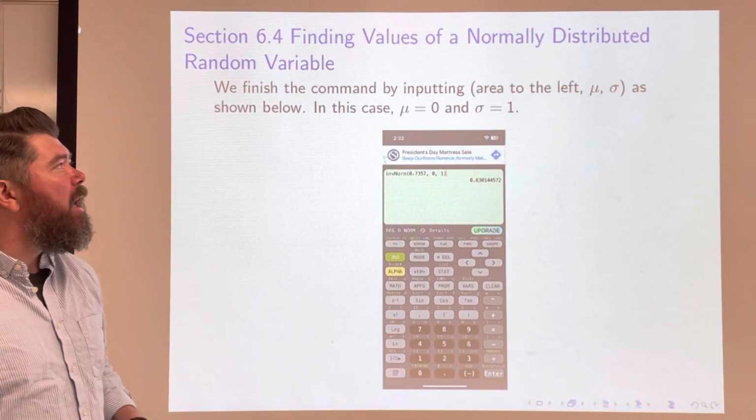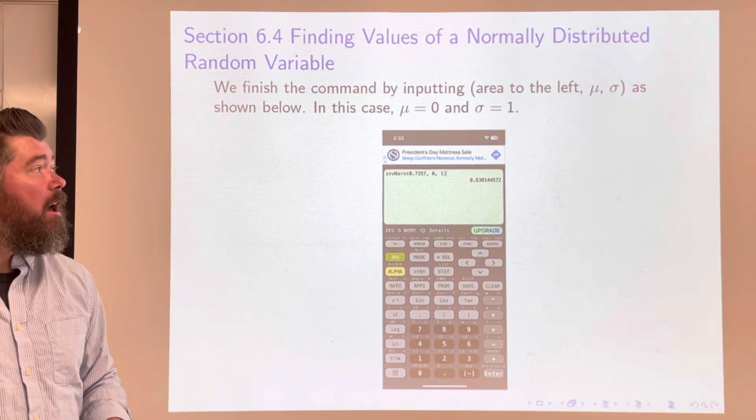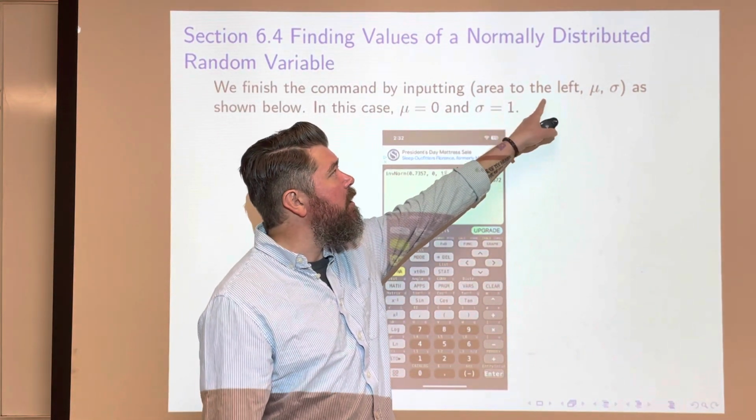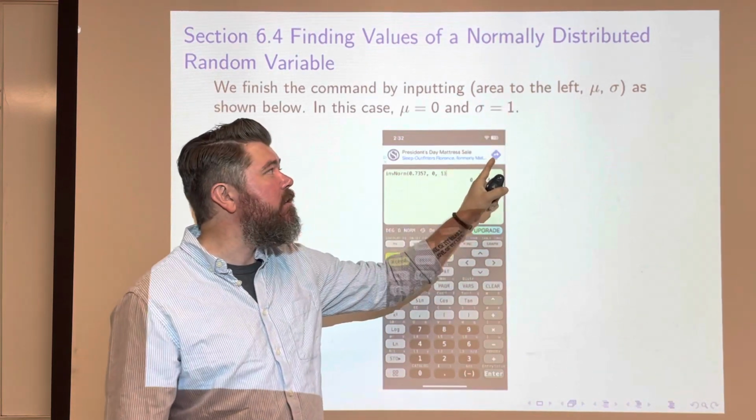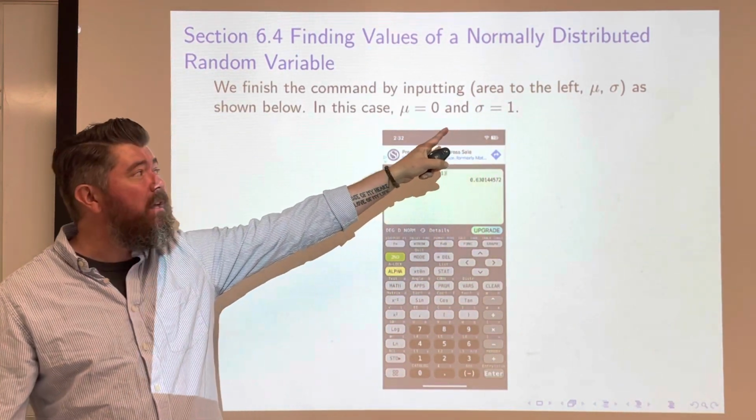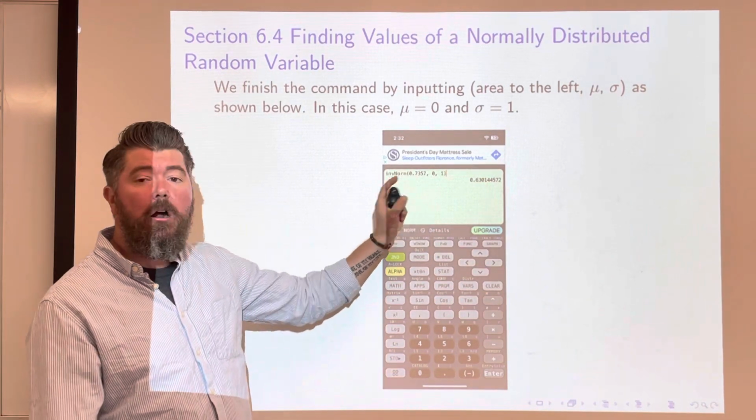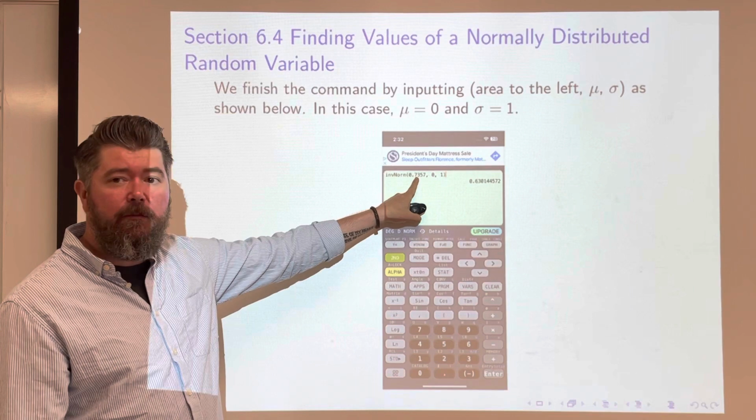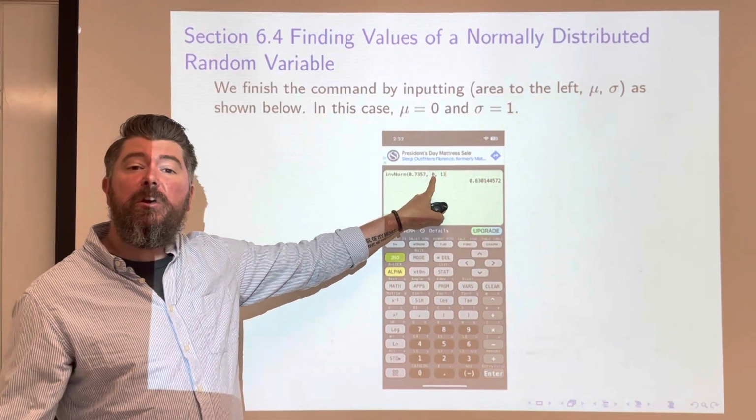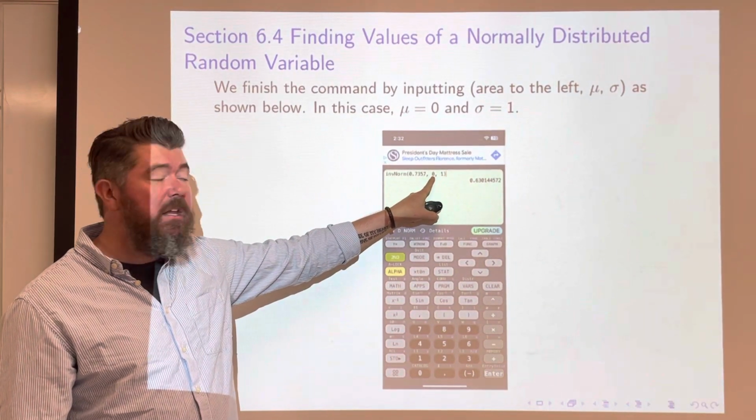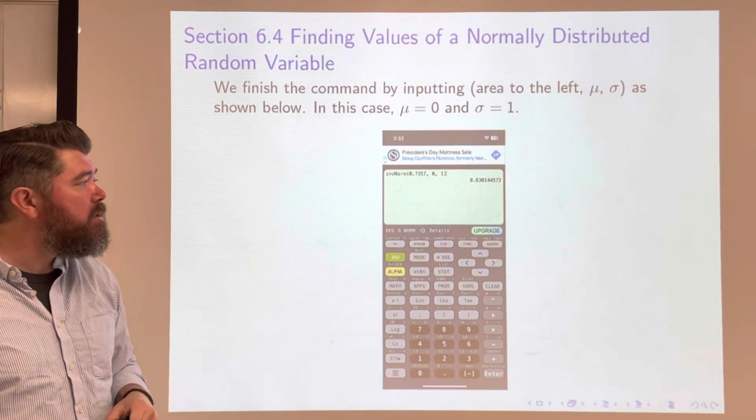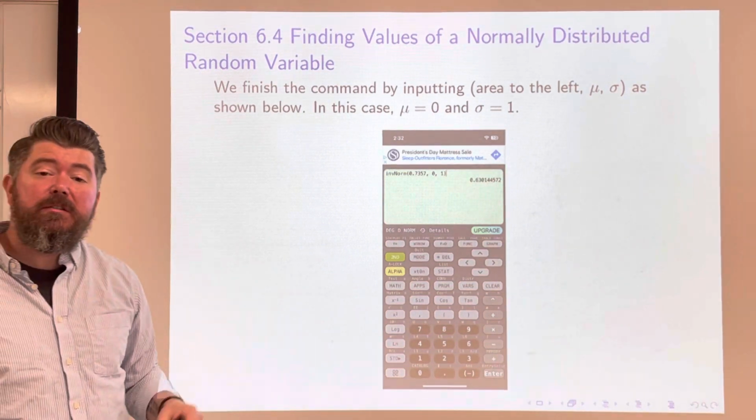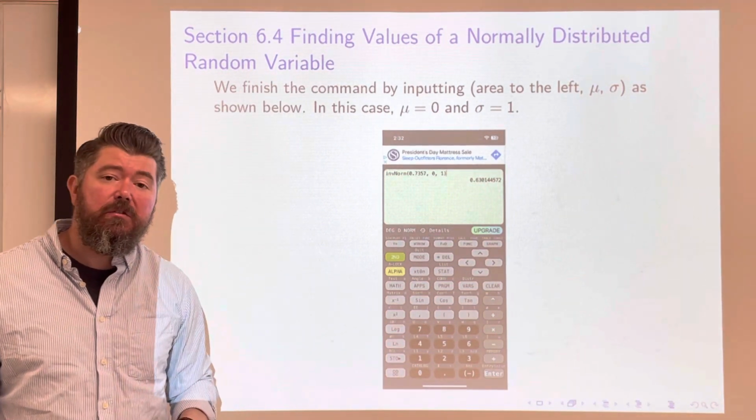We finish the command by inputting area to the left, mu, and sigma. So this is how the command works. We're going to input the area given to the left, our mean, mu, and our sigma. So for our problem, we wanted an area to the left of 0.7357. We know that we're using our z distribution, so our mean is 0 and our sigma is 1. And we hit enter, and we get 0.63, as we saw using our statistical table B.